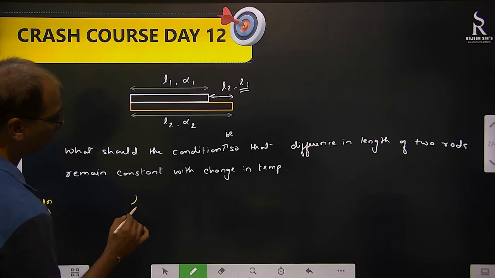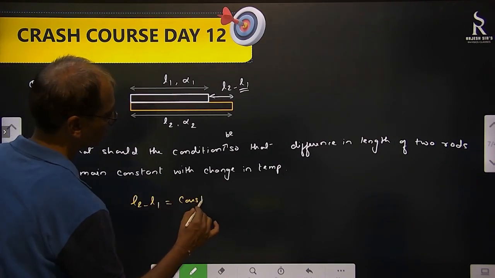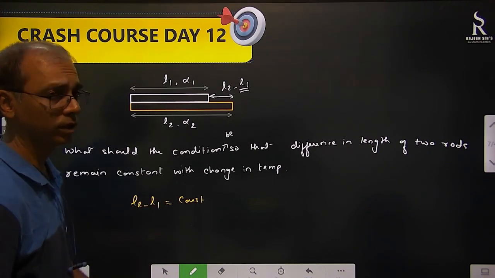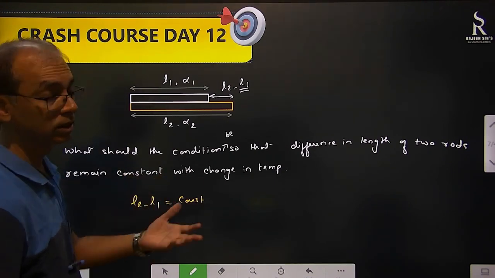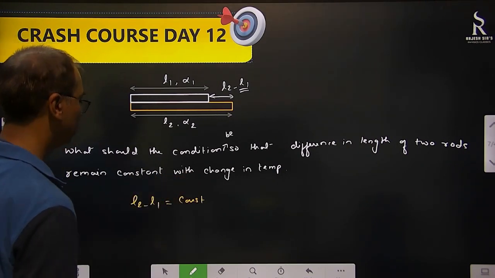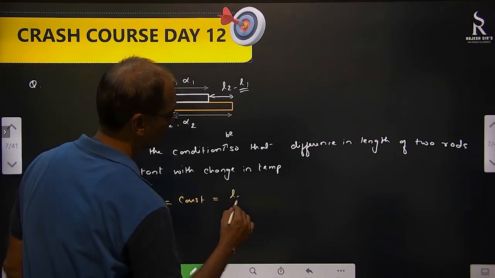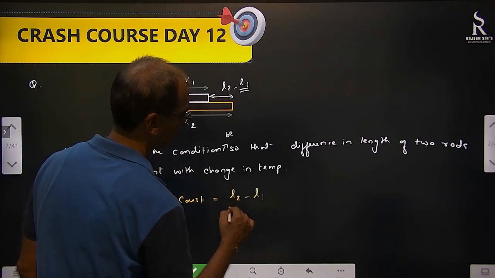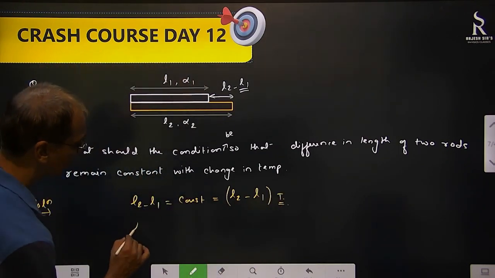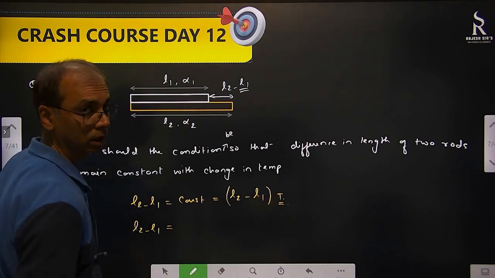So at the moment we know that L2 minus L1 is constant. Will this be constant after an increase in temperature T also? It should be, because the question is saying so. Let's see. L2 minus L1 initially should be equal to L2 minus L1 at some temperature T also. Now I am taking it to temperature T.